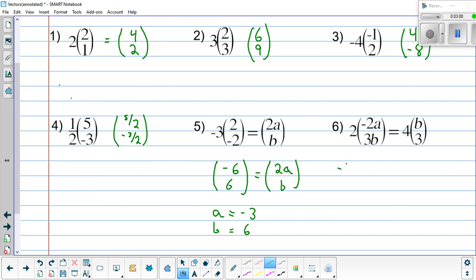Lastly, one of these more complex ones. We have negative 4a and 6b is equal to 4b and 12. Therefore, b has to be 2. And then on the top, if b is 2, we have 8. So then a has to be negative 2 to balance that.